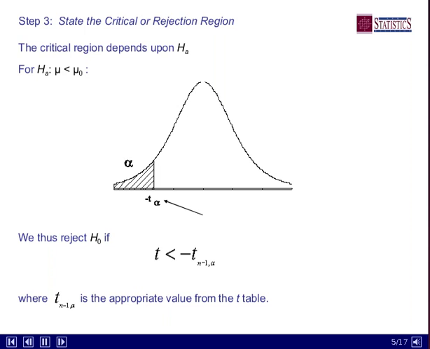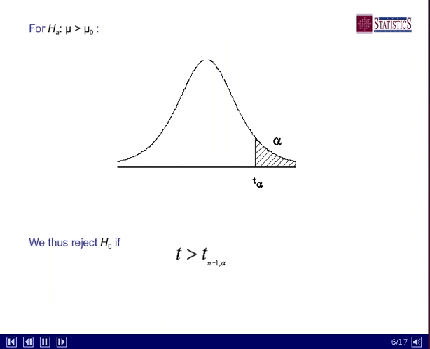So we will reject the null hypothesis and claim something has happened, that the pen barrels are too small, if our t that we observe is less than this t alpha value off of some sort of t-table, the n minus 1 representing the degrees of freedom. We could also look at a greater than hypothesis and just flip the curve to the other side, and we would still be looking at the same type of value, t being bigger than some t alpha value.